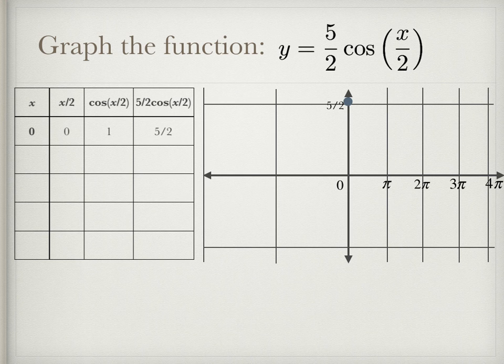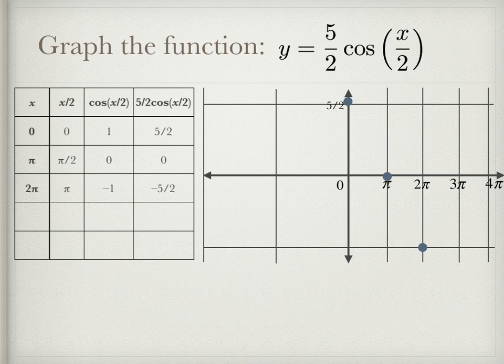I'm going to add an increment of pi for my input. And I divide that by 2 to get pi over 2. Cosine of pi over 2 is 0, and 0 times anything is still 0. So my next plotted point is pi, comma, 0. My next input value will be 2 pi, which when I divide by 2 is pi. The cosine of pi is -1. Multiplied by 5/2 is -5/2. The point I'll plot is 2 pi, comma, -5/2.